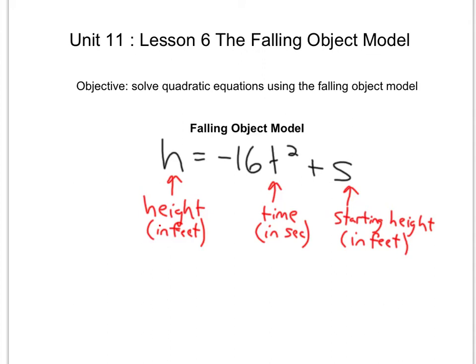Okay, we're moving on to Unit 11, Lesson 6, and we're talking about the falling object model. And your objective is there, so let's go ahead and get started. Okay, this is the falling object model.